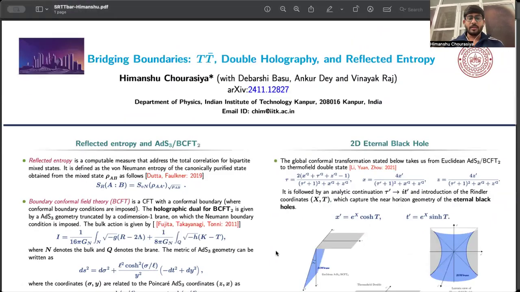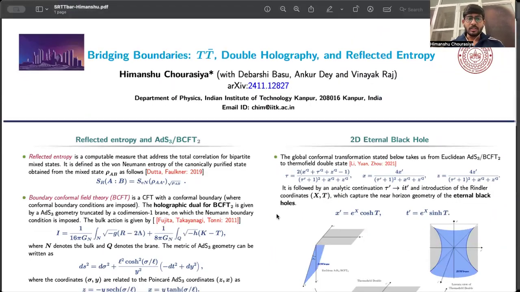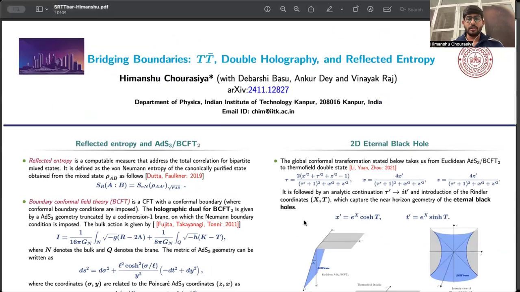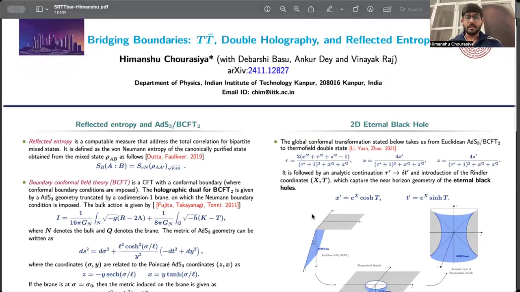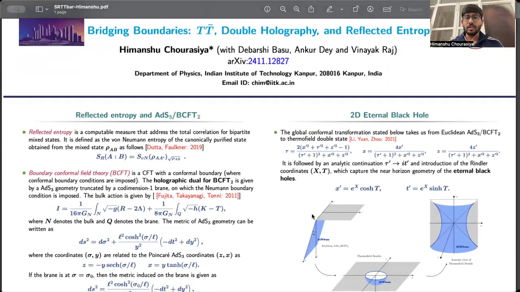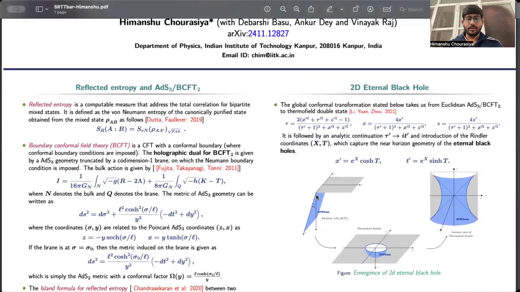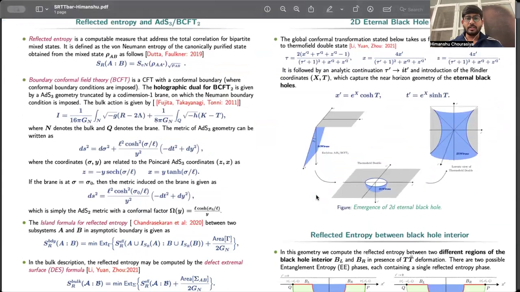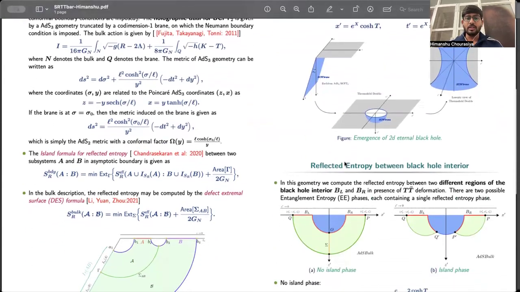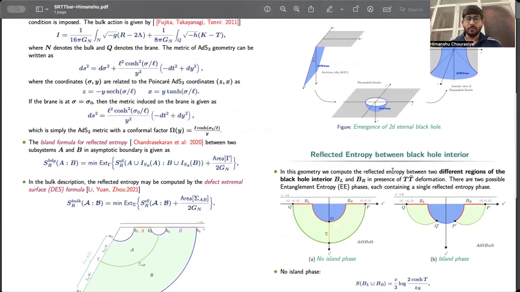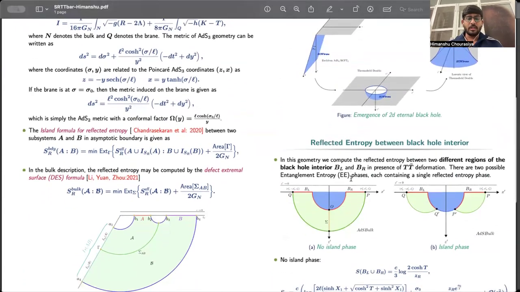Now, let me explain the reflected entropy computation in the 2D eternal black hole. I will explain in detail in my poster how this eternal black hole arises from the usual AdS3 CFT2. But let's assume that there is an eternal black hole, and in this case we will compute the reflected entropy between the black hole interiors in the presence of the TTbar deformation.